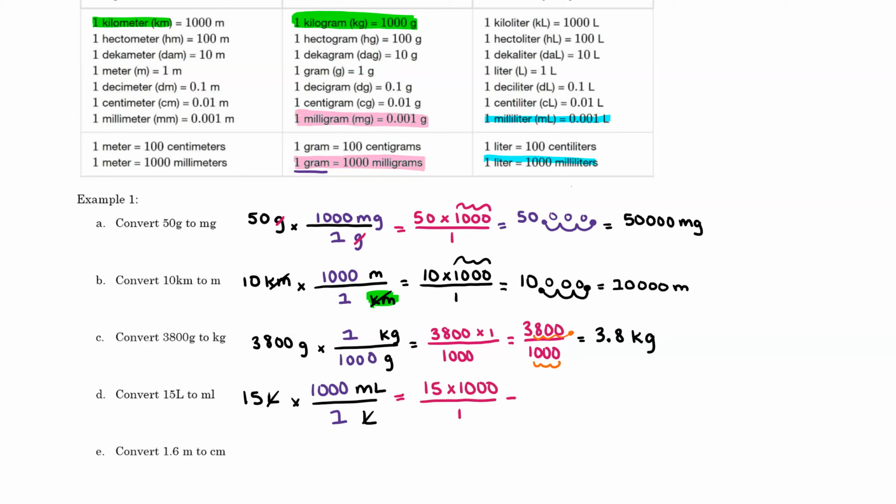over 1. When I'm timesing by 1,000, I'm going to move the decimal to the right 3. So I have the number 15 with its decimal here, and I have to move it to the right 3. So my final answer is 15,000 milliliters.